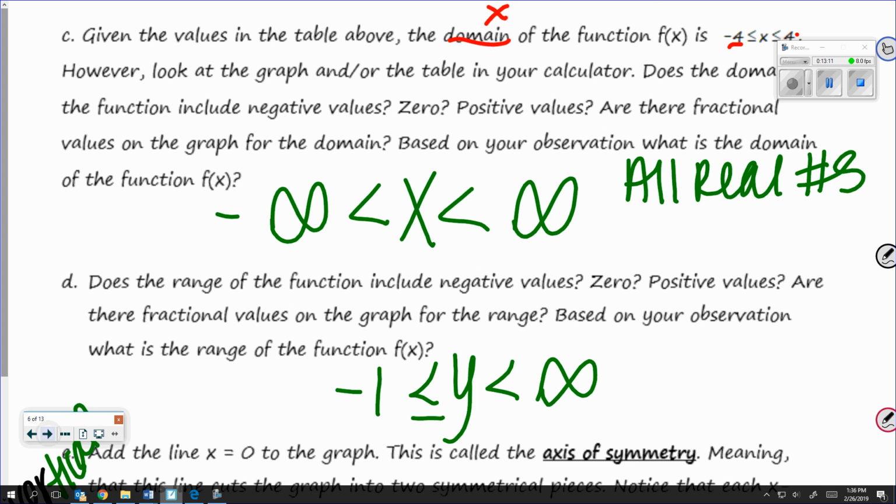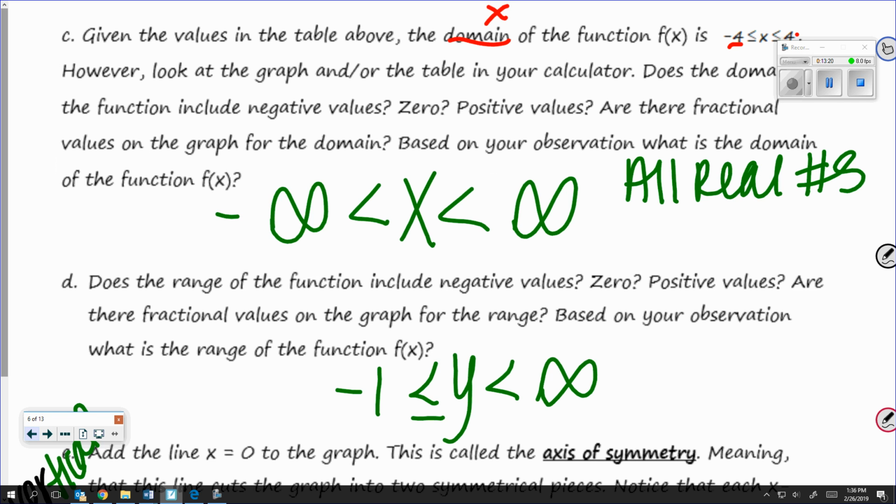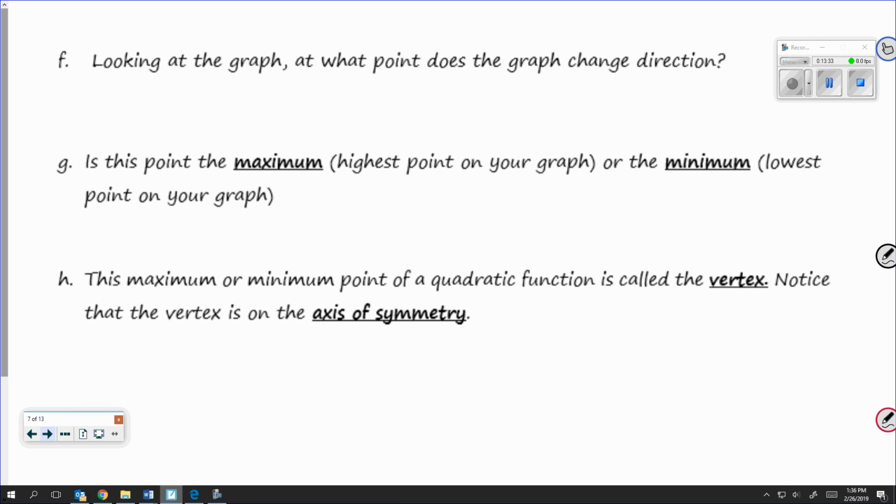Now, at what point does it change direction? Basically, all this is saying is, where does it have to stop? It's changing direction or stopping right here. What is that point? We know that the y is -1. What is the x? The x is 0. So my point is (0, -1).